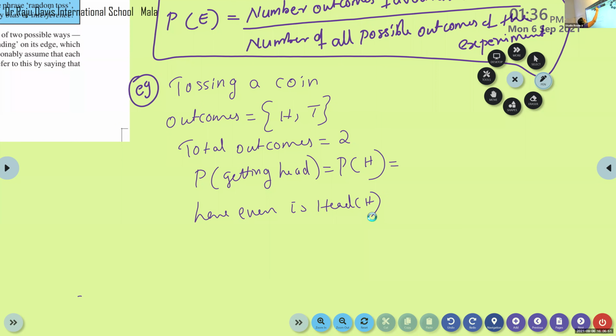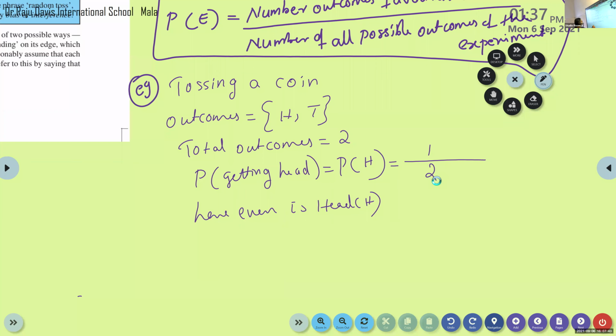How many heads will come when we toss a coin? Only one head. So probability of getting head equals, by our formula, the number of outcomes favorable to the event divided by total outcomes. Number of outcomes favorable to head is only one. When we toss a coin, what are the total outcomes? 2. So 1 by 2.